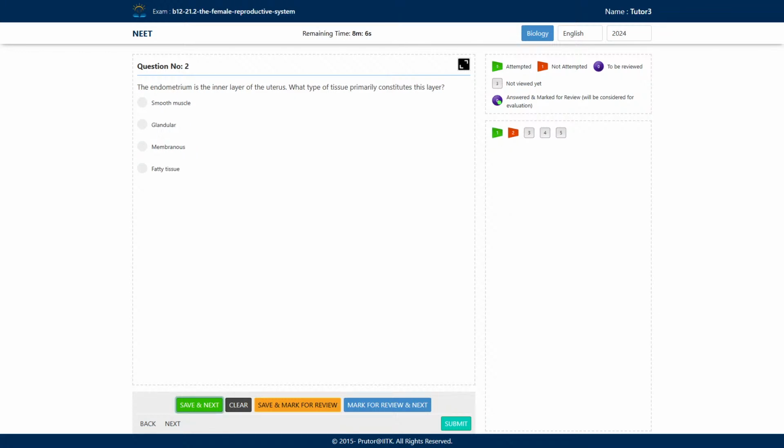Now, the endometrium is the inner layer of the uterus. So, there are three layers of the uterus wall. Innermost is endometrium, middle one is the myometrium, and then external is the perimetrium. Okay. Now, what type of tissue primarily constitutes this layer, means endometrium? Endometrium is made up of what? Smooth muscles, glandular, membranous, or fatty tissue.